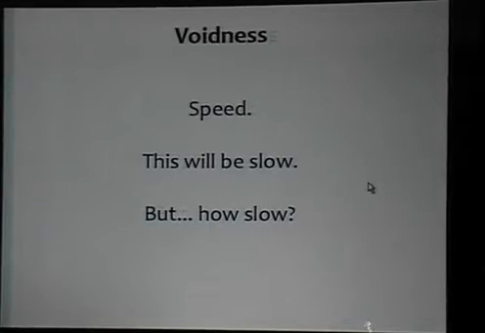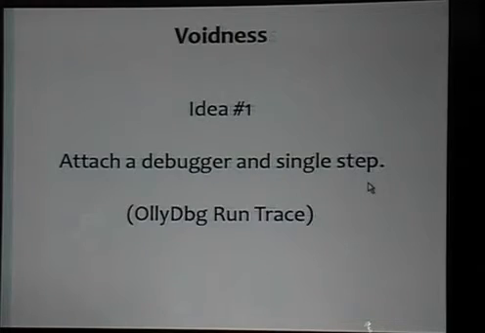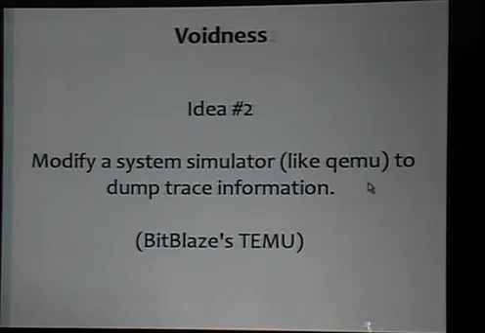The other question, besides just spitting a bunch of things to disk, is how fast this is going to be. Well, obviously it's going to be slow. It's going to be really slow. But how you do it will dictate how slow it is. Idea number one, the simplest thing you can think of, is to attach a debugger in single step. That's what Ali debug run trace will do, or at least that's the way it used to do it. I think in 2.0 it does something a little smarter. But that's not good. You can't run an interactive program like that with any reality.